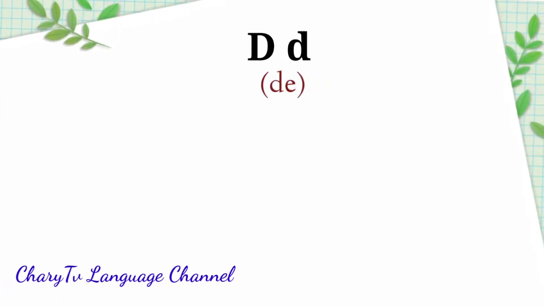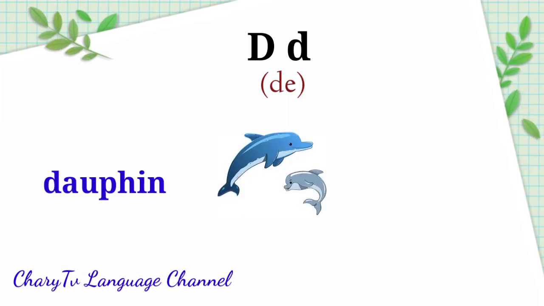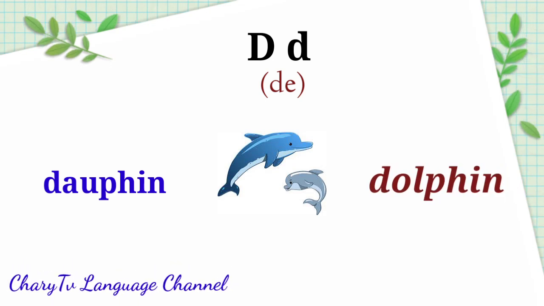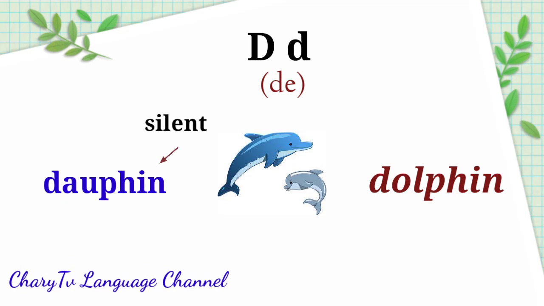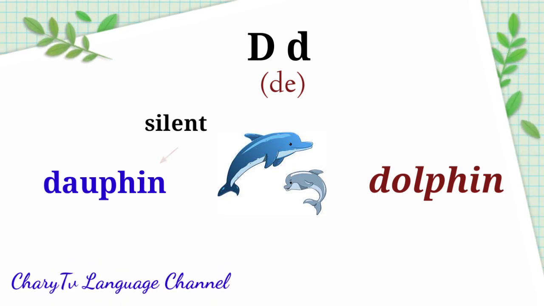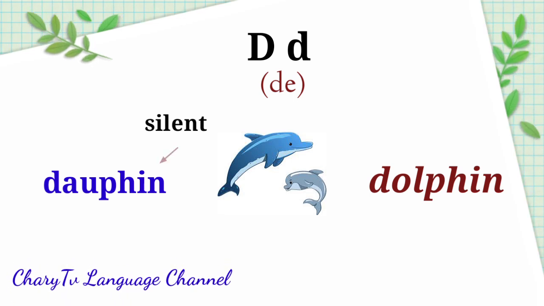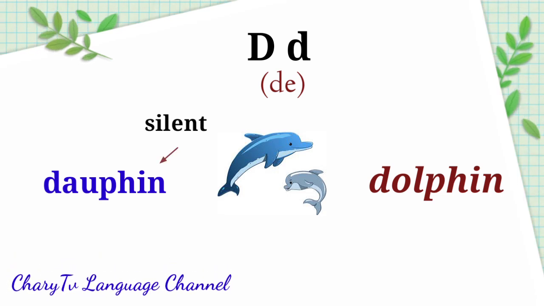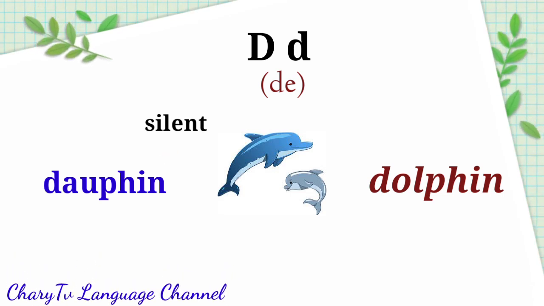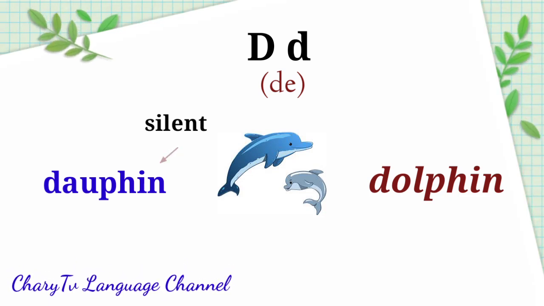The letter D. D. Like dauphin, which means dolphin. Here, N is silent, and you will see many letters which will be silent in the French language. So don't be confused and read them as they are, okay? Again, dauphin. Let's listen. Dauphin.